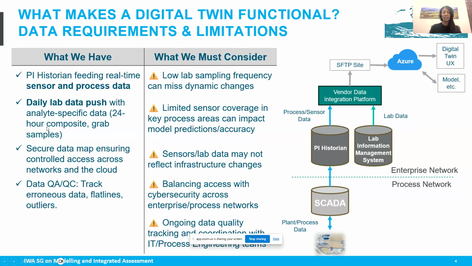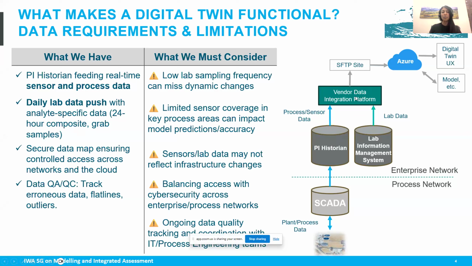We do daily lab data pushes for 24-hour composite and grab samples. And then we also do process and sensor data pushes from our PI Historian. And then again, as Jeff mentioned, data quality is very important. Tracking erroneous data such as flatlines and outliers was a key component of our data integration plan for the digital twin.